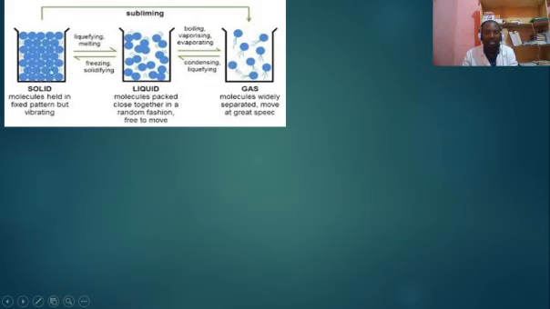Can you imagine? There's a process where a solid goes to gas, skipping the liquid state, moving directly from solid to gas. This process is called sublimation.